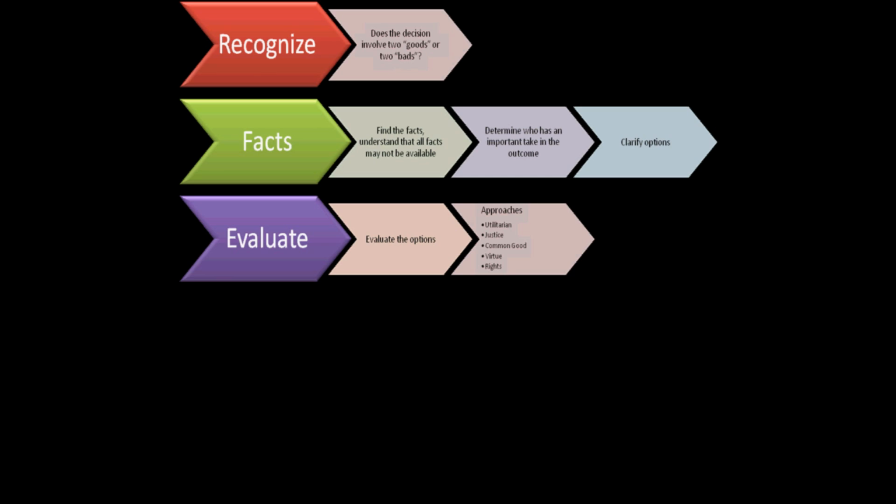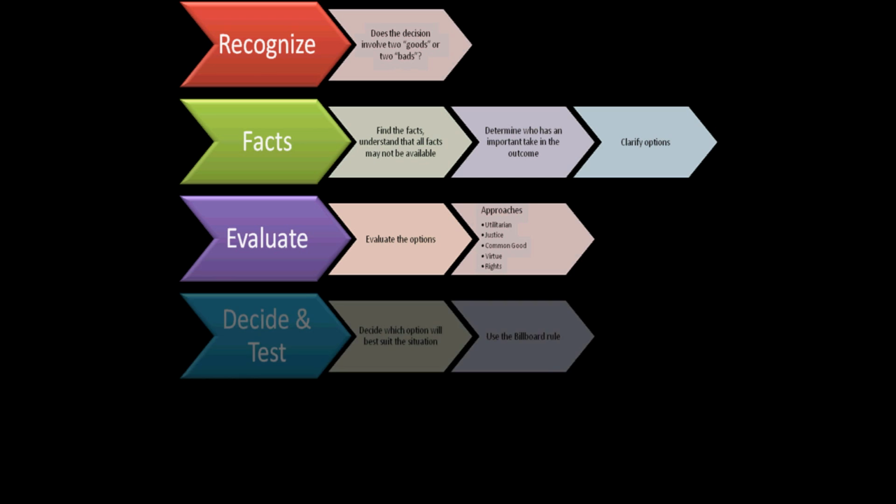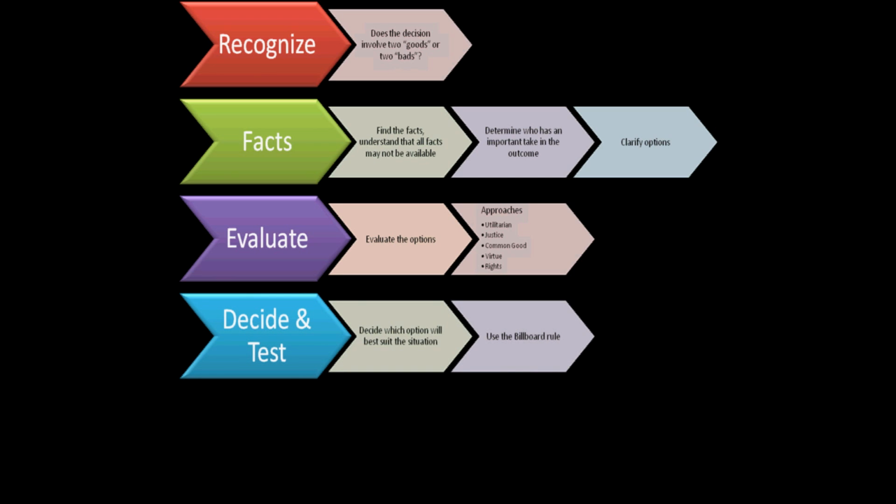Okay, decide which option will best suit the situation finally. And then, as a quick check, think about the billboard rule. How would I feel if this is plastered on the front page of a newspaper, or if I see this decision, Fred decides to use child labor, on a billboard? And then implement it and pay attention to those people who are interested. Think about what the impact was and what you learned from doing it. Maybe you didn't make the right decision. How would you change it next time?